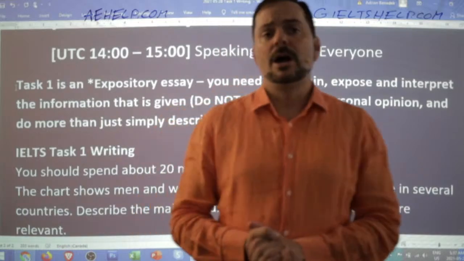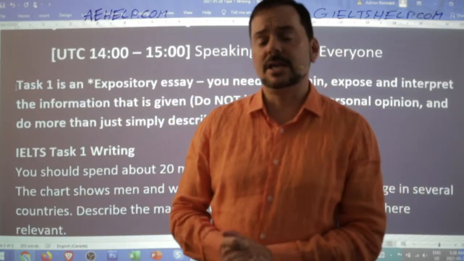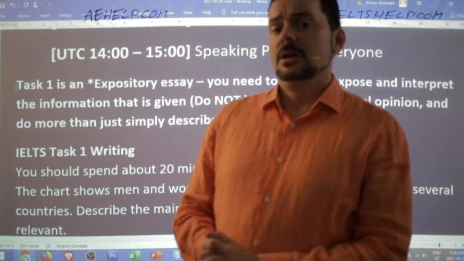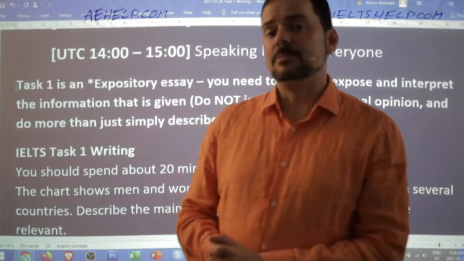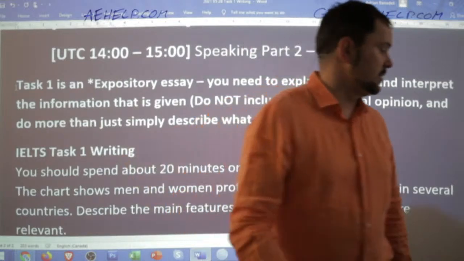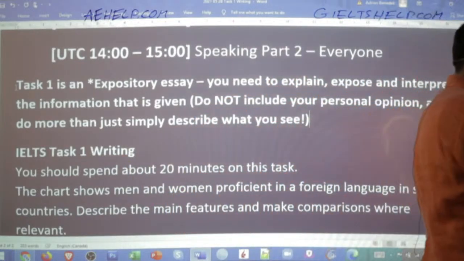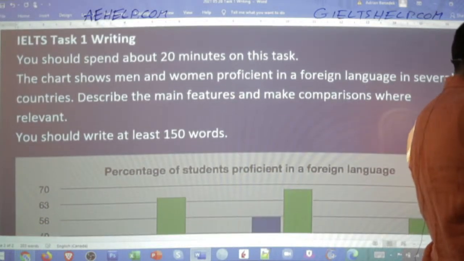Okay, so be familiar with that, students. These are the foundations of writing in university, in English cultures. It's expected that people have this knowledge of these different types of writing. Okay, so let's get into this task 1 writing, this expository writing.